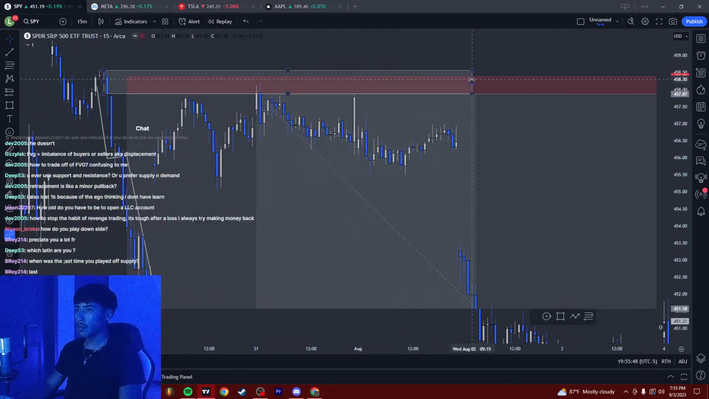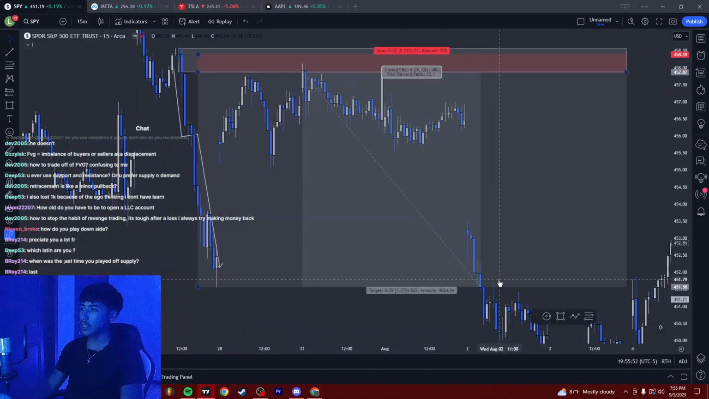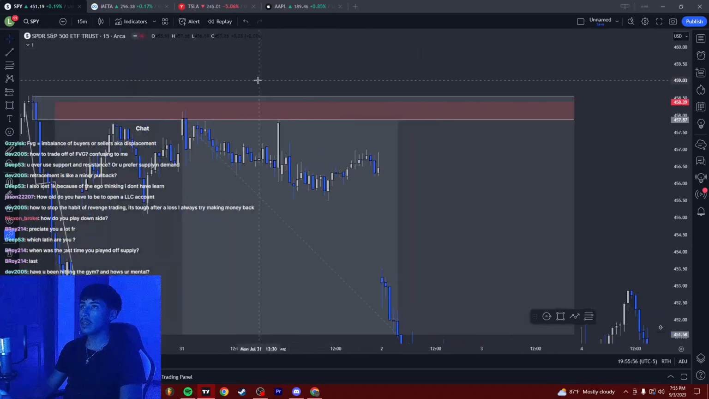So I would get in when it retests the zone, boom, right? And then obviously it gapped down and went crazy. But that's how you play supply. It's the same way as demand.